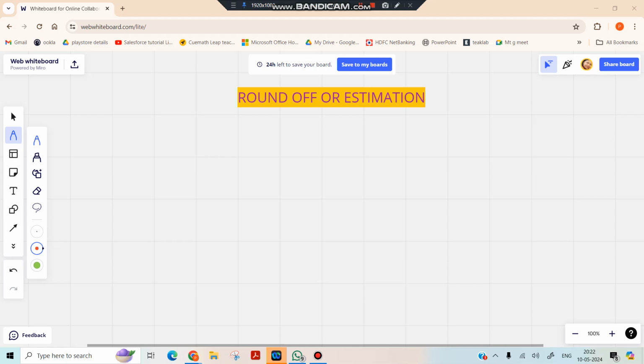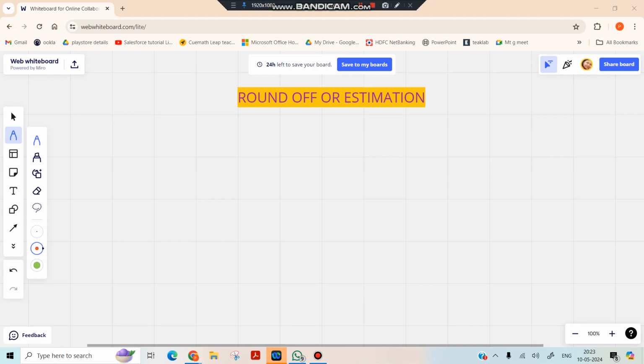So I have been getting many requests for one topic across all grades from grade 2 till grade 5, that students are finding it difficult to understand round off or estimation. So today I will be discussing some steps that you can follow using which you will be able to apply round off to the place that has been asked for in the question. So you might be getting a question like, let's start with an example.